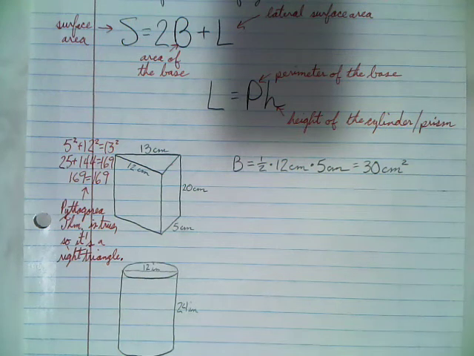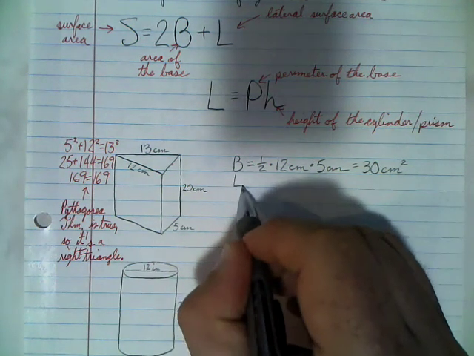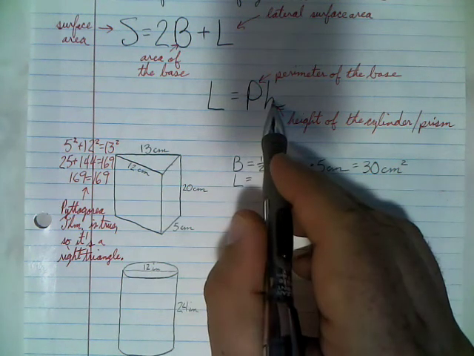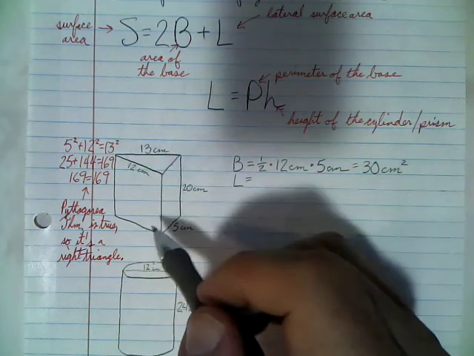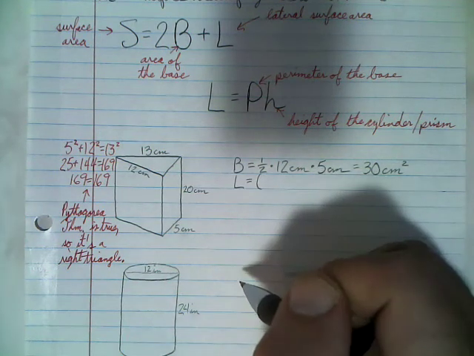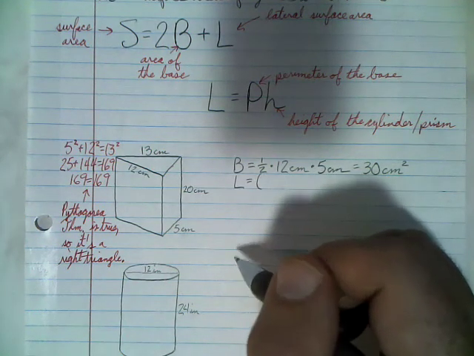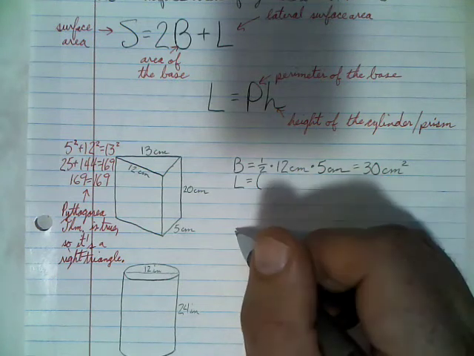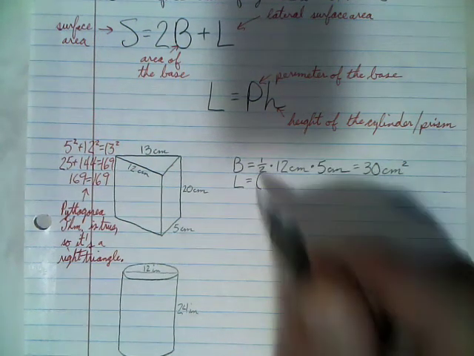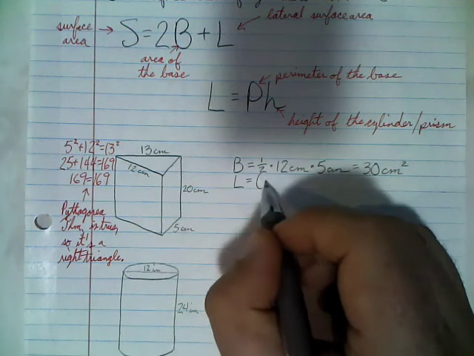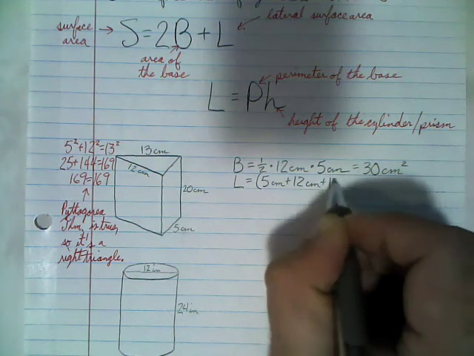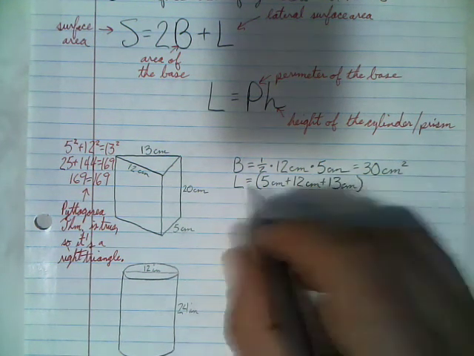Now I need the lateral surface area. For the lateral surface area, this is going to be the perimeter times the height of the prism. The perimeter of the base, for a triangle, is just adding up the three sides. In order to follow the order of operations, I need to do that addition before we multiply by the height. So I'm going to need parentheses around that perimeter. So I'm going to have my 5 centimeters plus my 12 centimeters plus my 13 centimeters, and all that is the perimeter.